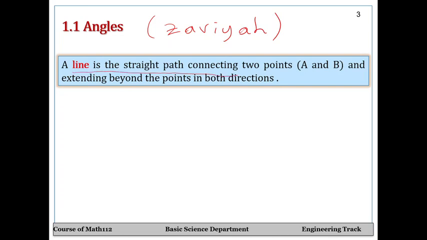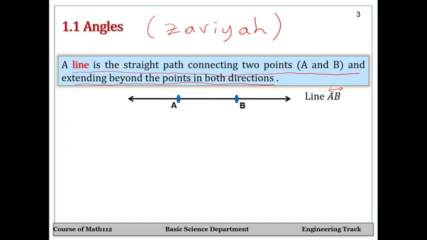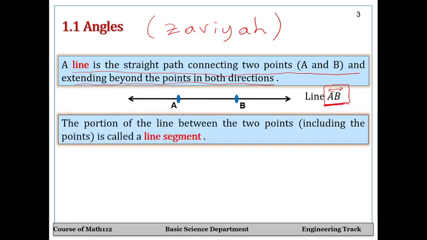A line is a straight path connecting two points A, B, and extending beyond the points in both directions. And here is how we show a line. It's missing the arrow here. So this is the official notation for it. And the portion of the line between two points, including the points, is called the line segment. And here is the line segment, and here is how we denote this. You see, there's an overline.